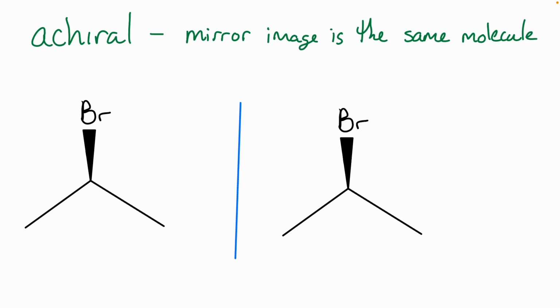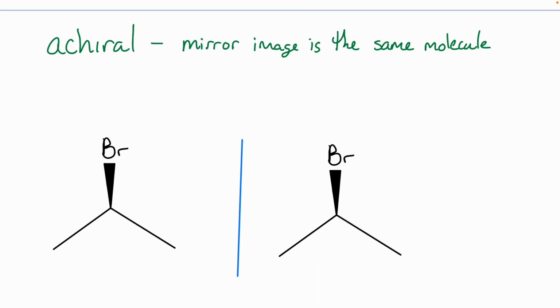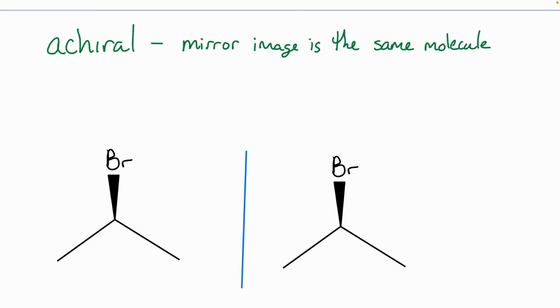And how could I tell that this molecule was going to be achiral without even drawing the mirror image? Because it doesn't have a chiral carbon in the middle here. This thing right here is not a chiral carbon, so it's not going to be a chiral molecule. So we will be achiral. One, there are no chiral centers.